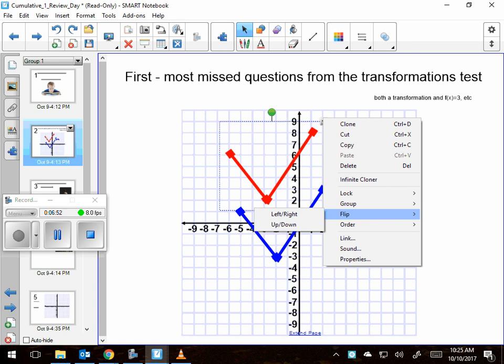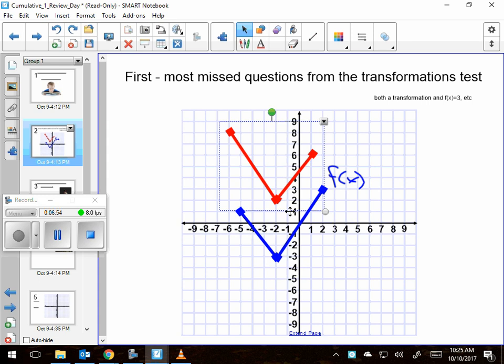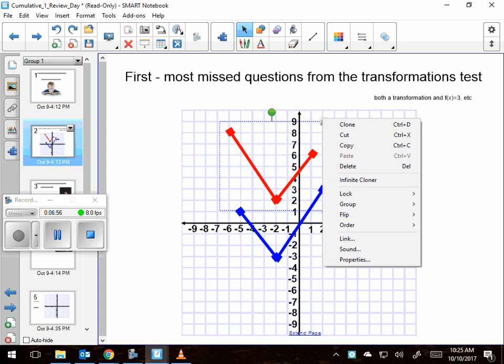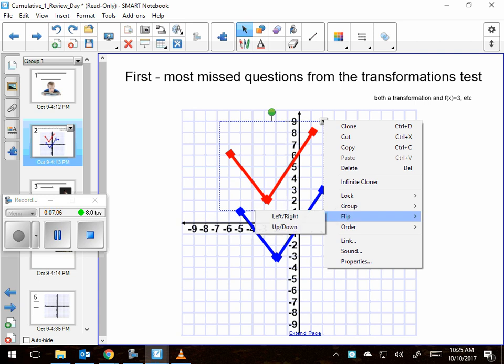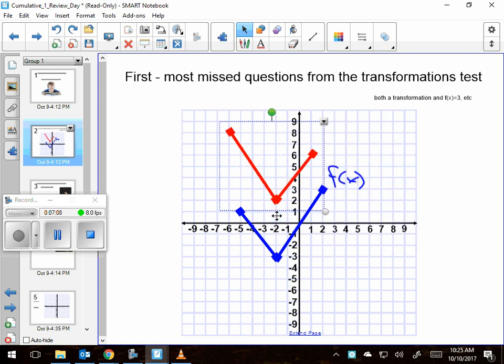All right, I'm going to do what's called a left-right flip. Flip, left, right. That's what it was in the first place. All right, I'm going to do a left-right flip. Doesn't it look a lot the same, but it plays with your head. You get that it is backwards?